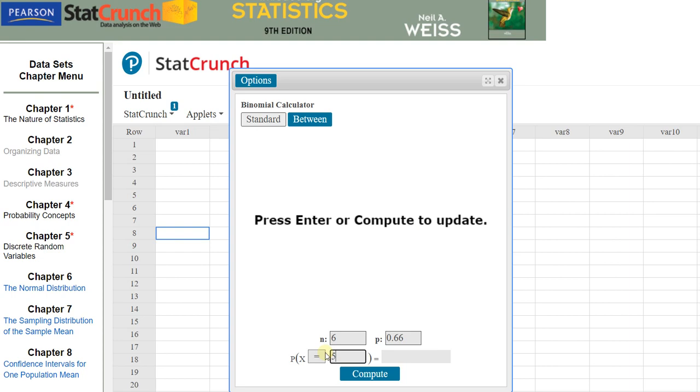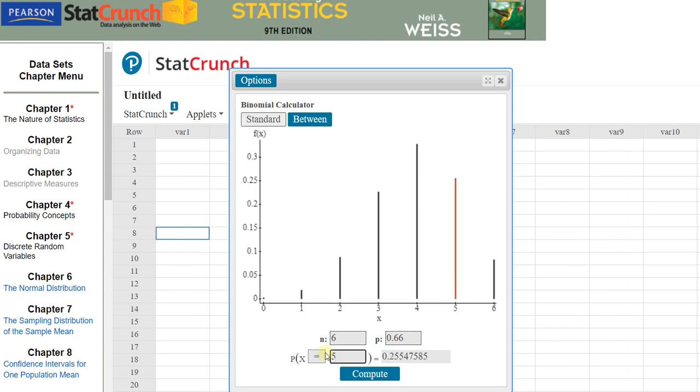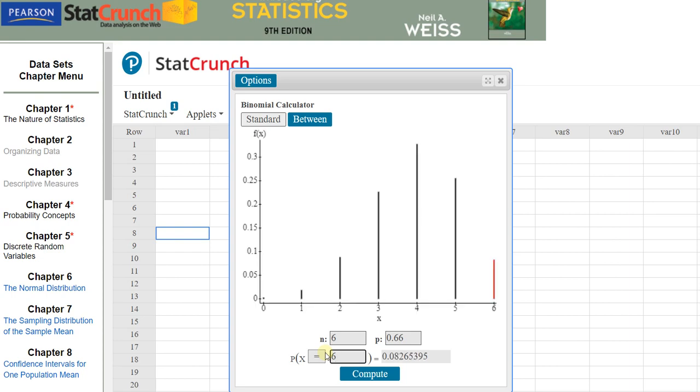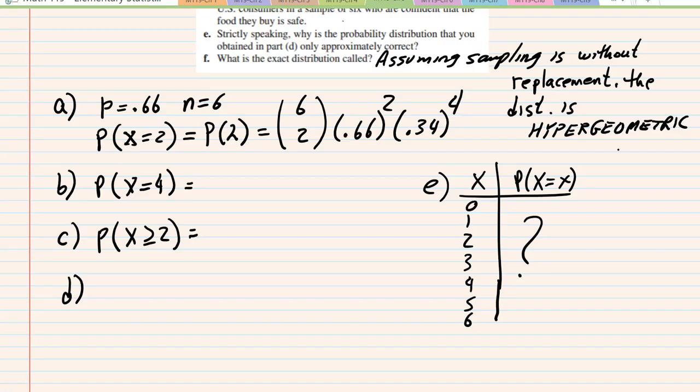Probability of 5 is 0.2555 rounded. Probability of 6 successes, all 6 believe that our food is safe, is 0.0827. Not even 10%. That's the probability that all 6 people believe our food is safe. And there you go, 0.0827. Now we can go back to my notes and actually answer this exercise.